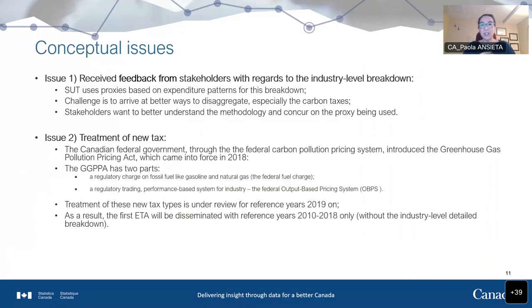Due to some conceptual issues, this future release will be more limited than originally intended. Specifically, the time series will reach until 2018 inclusive, and the possibility to disseminate by a full industry classification breakdown will not be possible. Point one, for this industry breakdown, the ETA would apply the supply use table expenditure patterns. We will work with external stakeholders to ensure the most sound methodology is being used, which captures important issues, such as industry exemptions, especially for carbon taxes.